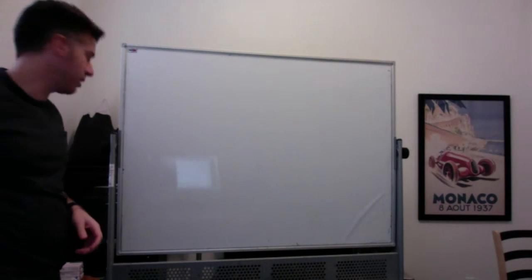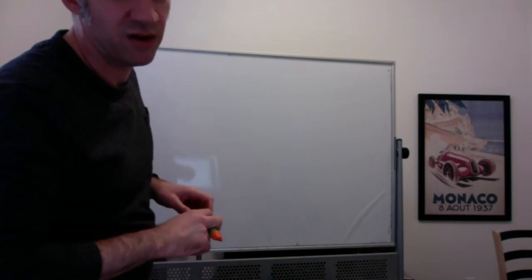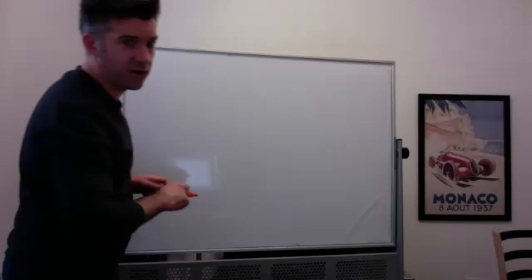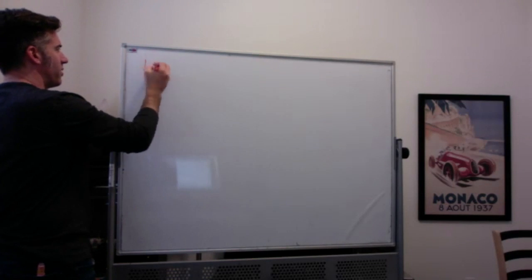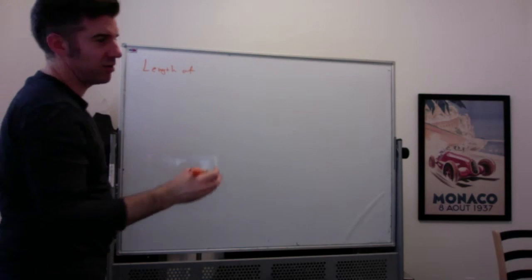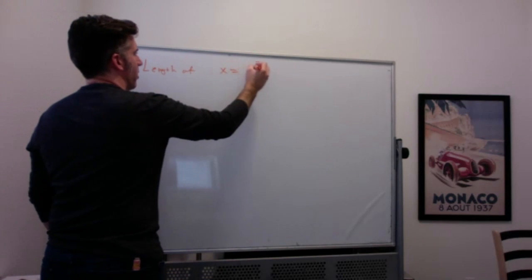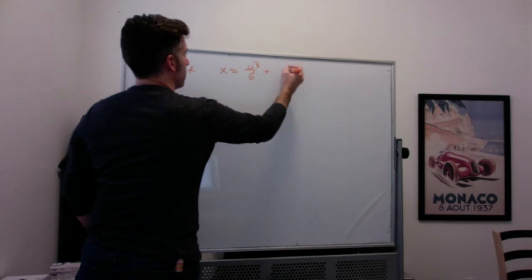So let us talk about this one. Yeah, sure. Those numbers are awful. So I'm going to look at this one from, this is similar to problem 38, not exactly. So I want to find the length of, do I really want to do this then? Sure, why not? X equals y cubed over 6 plus 1 over 2y.